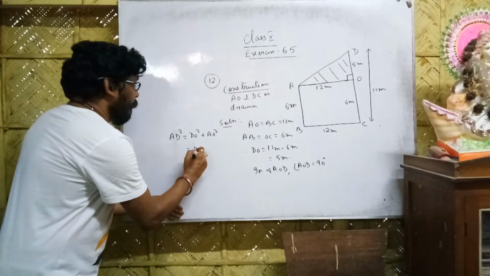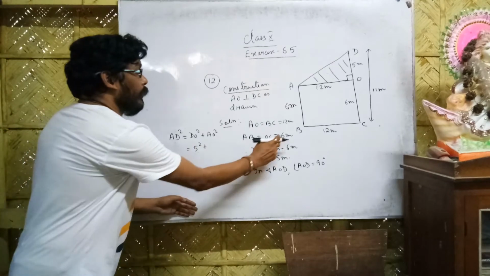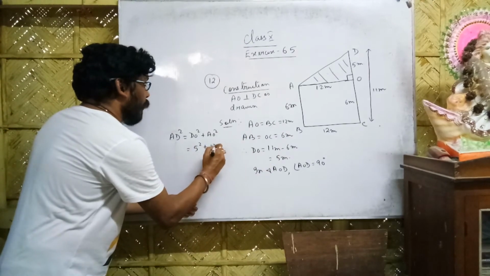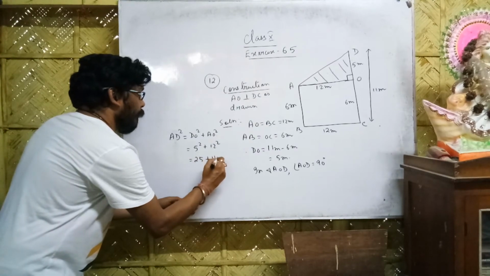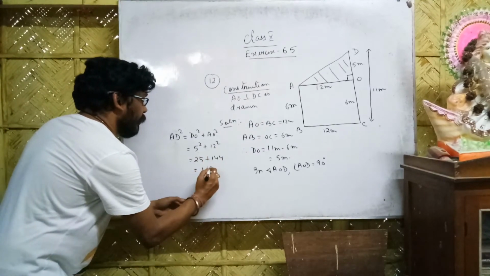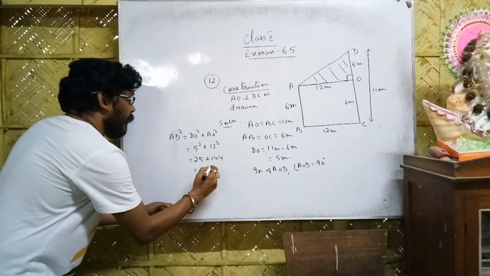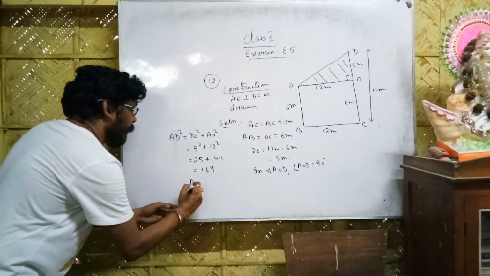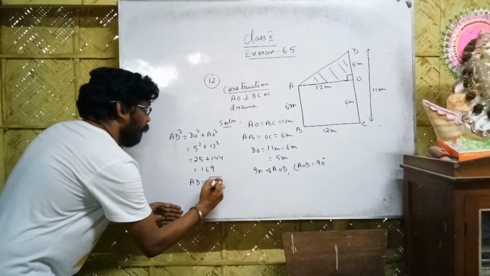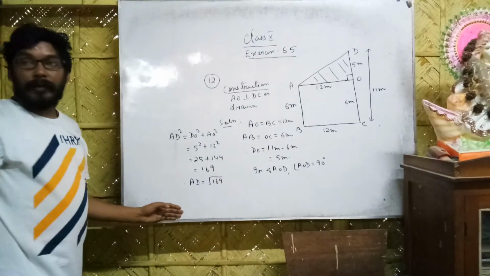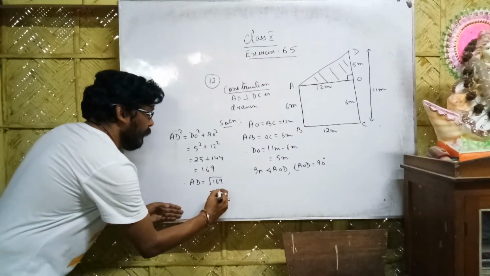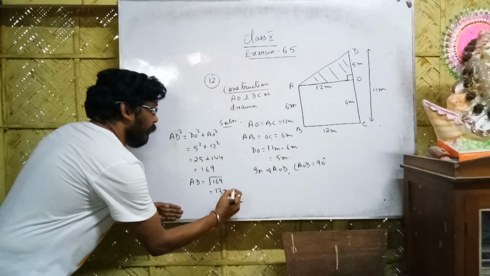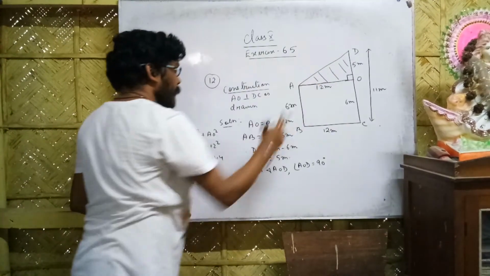DO value is 5 and your AO value is 12 square. So 5 square is 25, 12 square is 144. You will get here 169. Therefore AD equal to root over 169. You will not give here plus minus because length cannot be negative, so it will be only plus. So it is 13 meter. So distance between their tops is 13 meter.